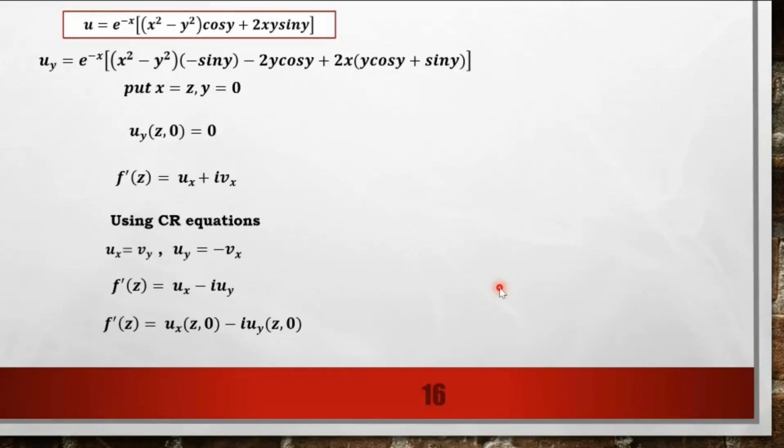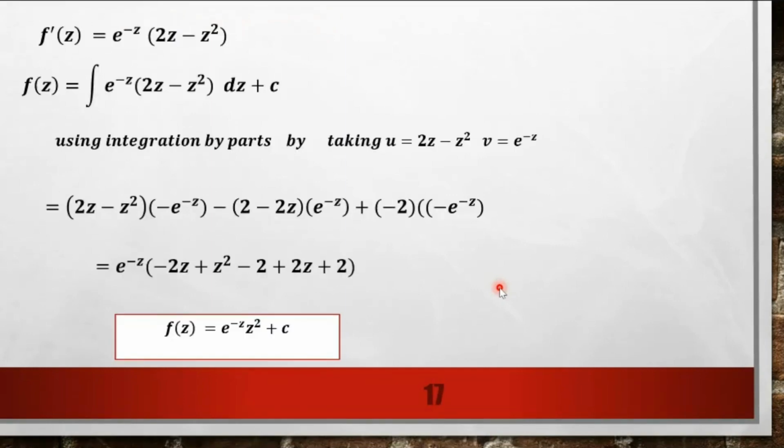Okay, hope you understood this part. We'll do different types when v is given, when u plus v, u minus v is given; different types of problems we are having here. But this concept you remember: x equal to z and y equal to 0 to find the analytic function. Okay? We got f of z is equal to e raised to minus z into z square.